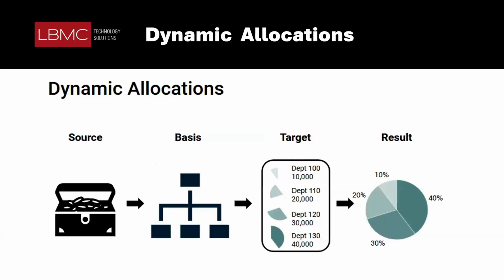Within dynamic allocations, first you will have your source allocation. This will be the source information that you are pulling all of your figures from. This will be a balance in any GL or off another source base, as we discussed, maybe a statistical value. You will give your basis on how you want that allocation to be distributed within your environment. You will give your targets on what you want that allocation to represent and your target departments that you want that allocation to hit. And then once you generate your allocation, you will be able to review the results of your allocation within your books.